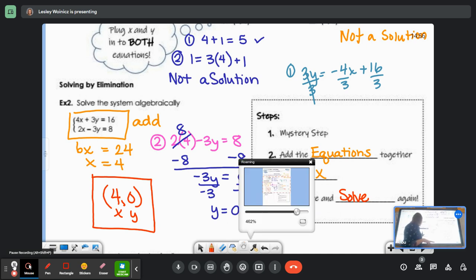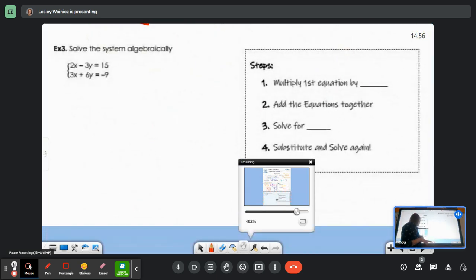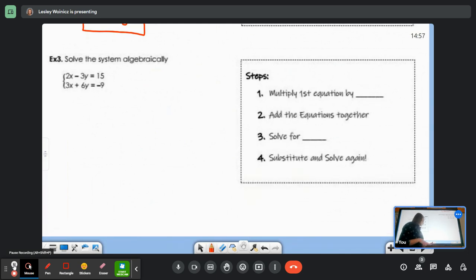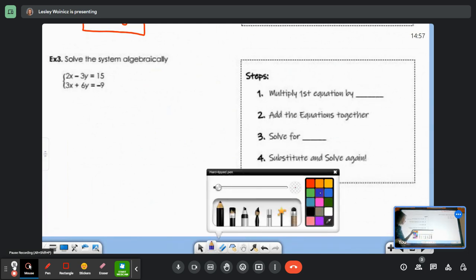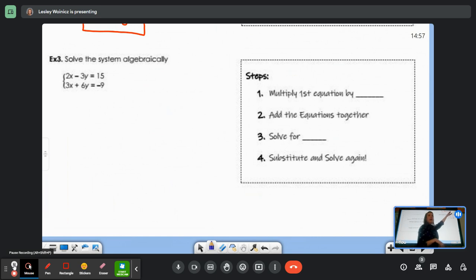However, sometimes they're a little bit more feisty. Look at this. Right now, there's nothing to stop me from adding these two equations together. It's totally legal, but will it cancel anything? No, so not helpful.